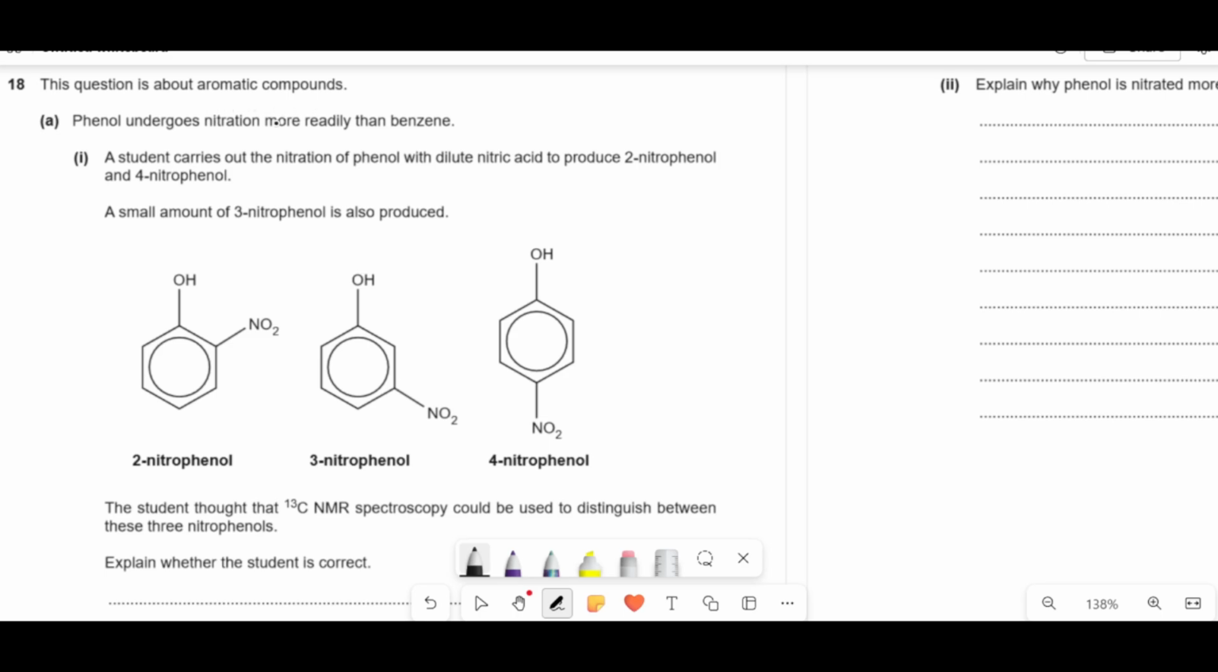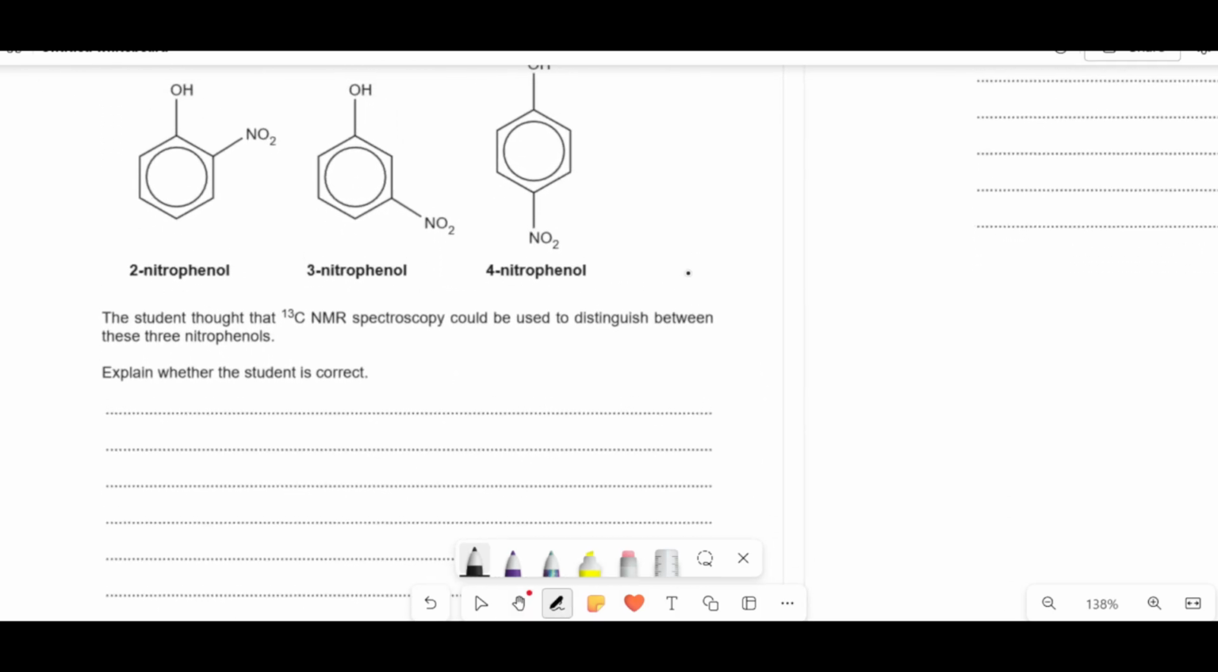So this question's about aromatic compounds. Phenol undergoes nitration more readily than benzene. A student carries out nitration of phenol with dilute nitric acid and forms 2-nitrophenol and 4-nitrophenol. A small amount of 3-nitrophenol was also produced. The student thought that carbon-13 NMR spectroscopy could distinguish between these 3 nitrophenols. Explain whether they are correct.